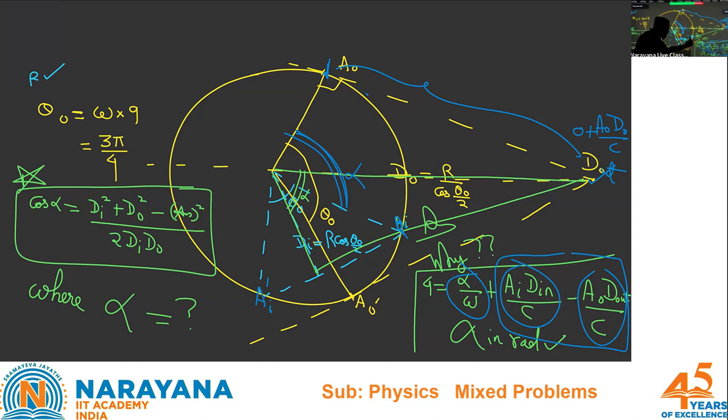For the inner person, the maximum is thrown from this point, and that time is already alpha upon omega. And then he takes additional time to reach here, and that time is AI D in divided by C. So the time of receival of max frequency of inner guy is this, and time of receival of max frequency for outer guy is this, and their time difference is. That's why I said this minus this should be equal to 4.